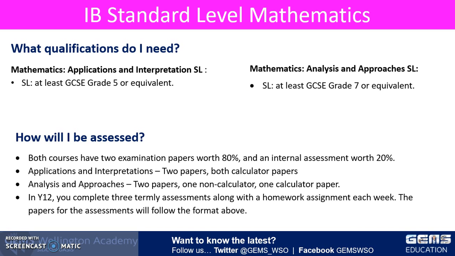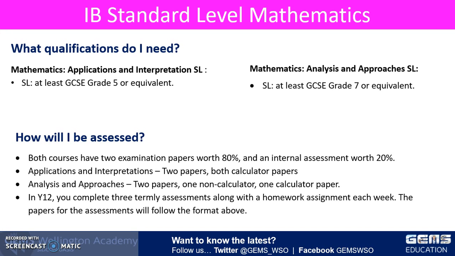What qualifications do you need? Now, there are minimum entry requirements for these courses. The reason why we have these entry requirements is because we believe that students who achieve these grades at GCSE have the prior knowledge required to succeed at these particular courses. For Applications and Interpretations, it's at least a grade 5. For Analysis and Approaches, it's at least a grade 7. Notice how the Analysis and Approaches is slightly higher. Before we admit students to these courses, we do look into the student beforehand, so this isn't the only thing that we consider.